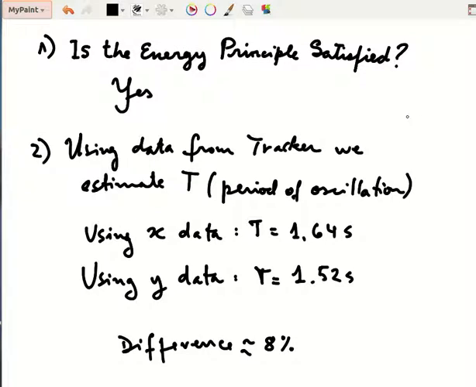The proposed question was: is the energy principle satisfied? Yes, although we should remember that we do not consider the dissipation of energy.